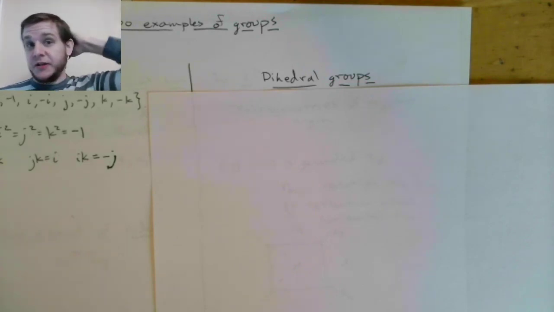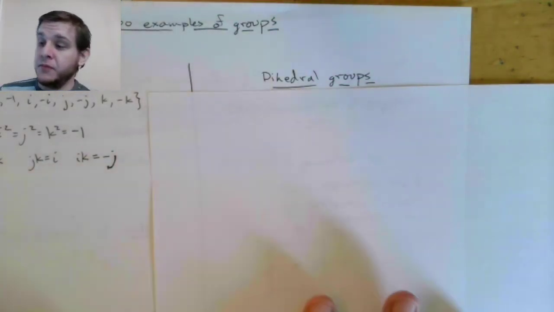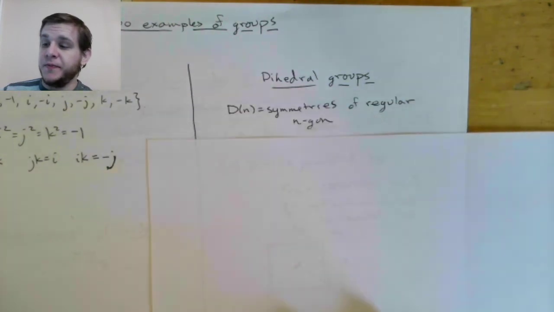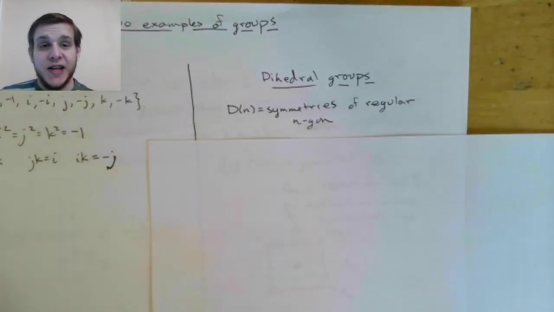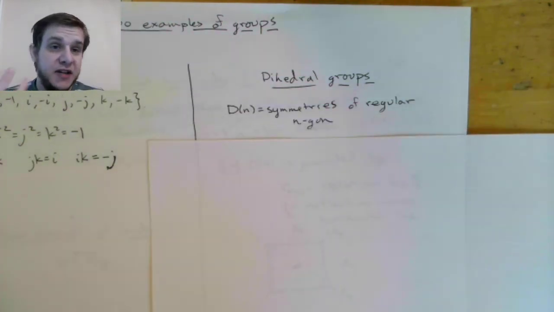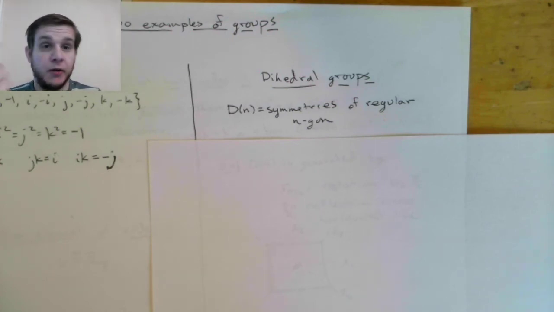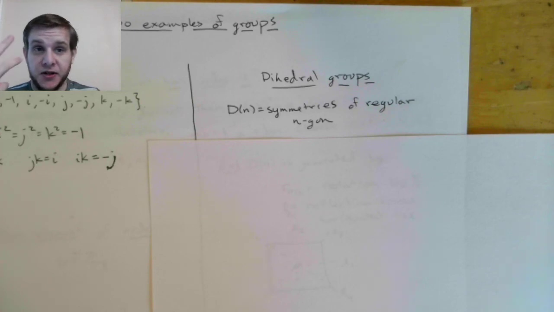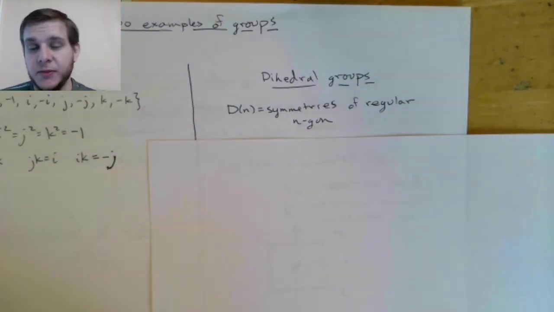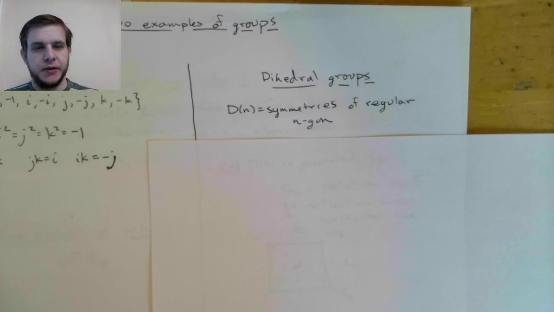Okay, let's return to dihedral groups. So what is a dihedral group? I take a regular n-gon, where n is the number of sides of my polygon. So a regular 3-gon is an equilateral triangle. A regular 4-gon is a square. A regular 5-gon is a regular pentagon, and so on and so forth. And I just look at all the symmetries of this thing, so all the ways to transform it and keep it in the same shape.